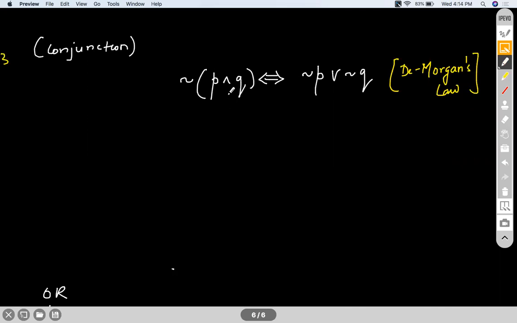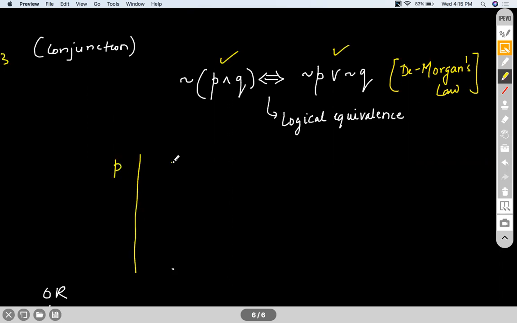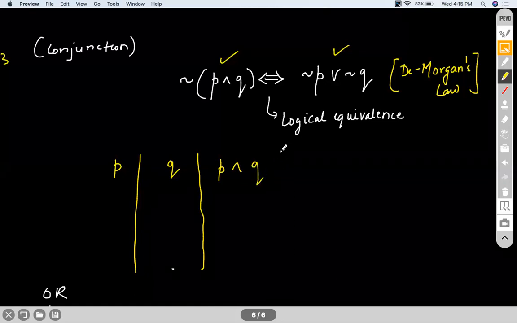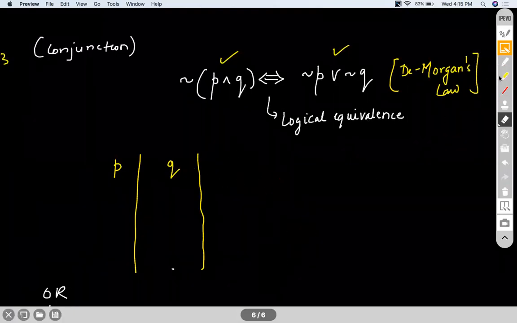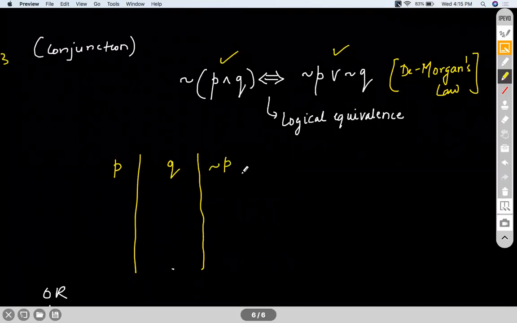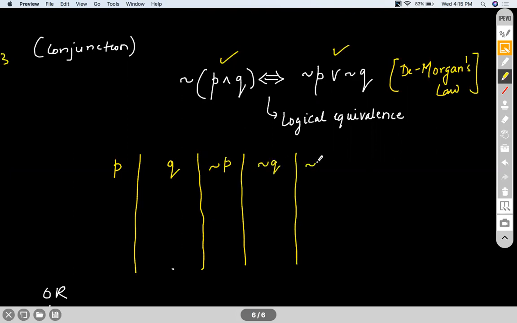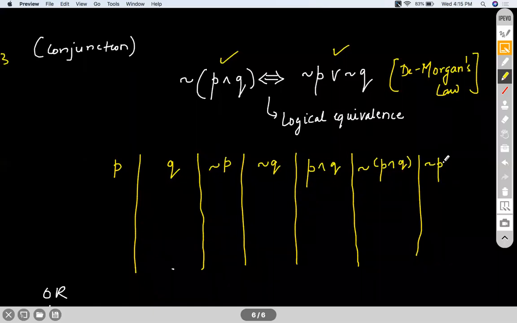In order to prove that any statement is equivalent to another, this being the symbol of logical equivalence, you just have to show that their truth tables are the same. Can we now do a truth table of this and show that the truth tables of these two match? So what I'll do is make a truth table of P, Q, P and Q. Sorry, before that I'll make not P, not Q. Then not (P and Q). And finally, we'll make it for not P or not Q. And then check whether this column and this column match or not.